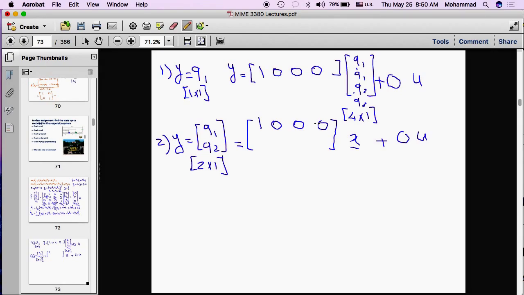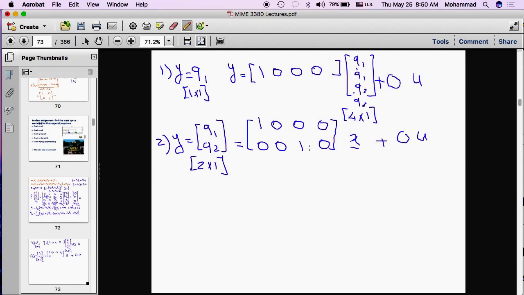Now, we want another row so that when it's multiplied by X, what comes out is Q2. So what should that be? 0, 0, 1, 0. Can you explain how you found that answer?